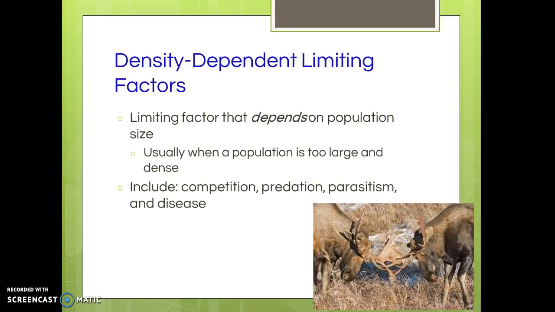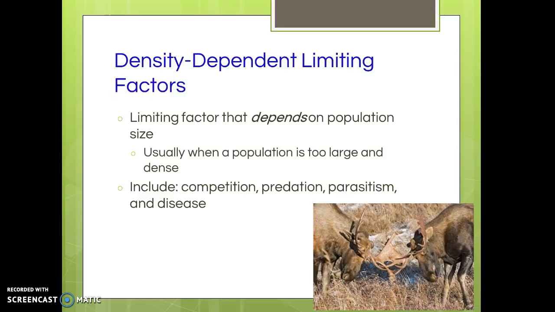The first one we're going to talk about is density dependent. This is a factor that depends on population size. So when a population becomes too big, okay, then these are going to kick in. And this would be competition. If you've got plenty of water, there's not going to be competition for the water. Once you start limiting the amount of water that's available, now we're going to kick into competition. What about food source? Competition.